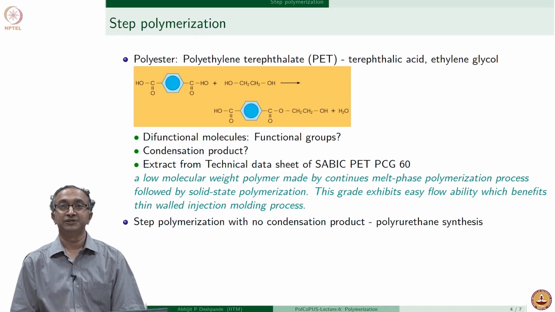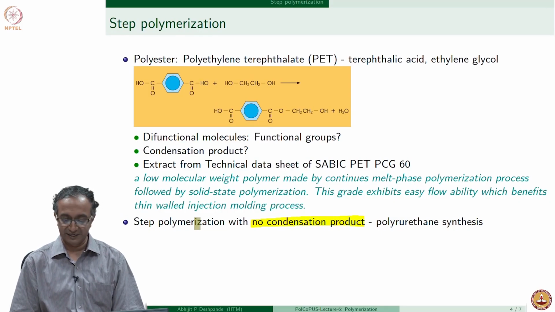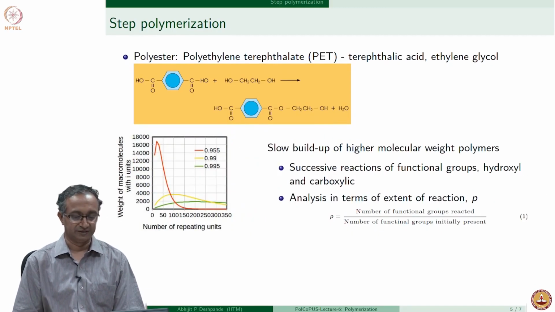Just to remind you that step polymerization generally has a condensation product, but we also have an example of a step polymerization reaction of polyurethane where there is no condensation product. You can go and look up and find out what is the reaction scheme for polyurethane.